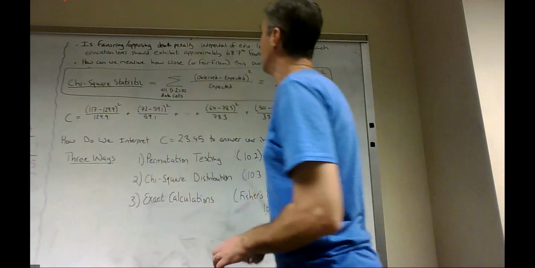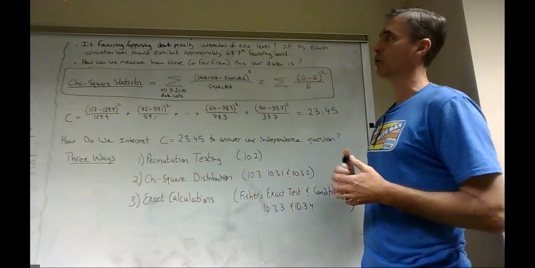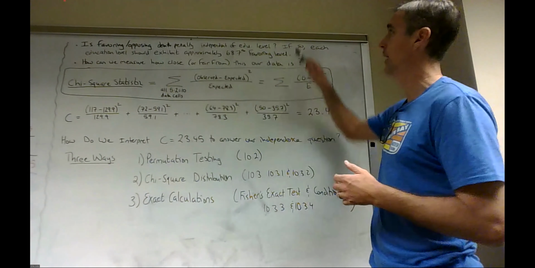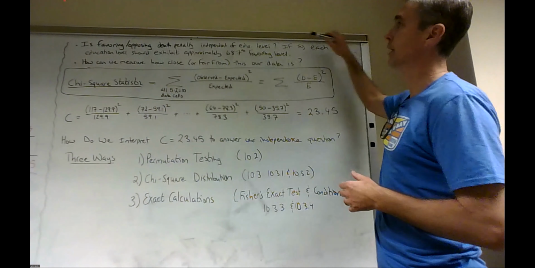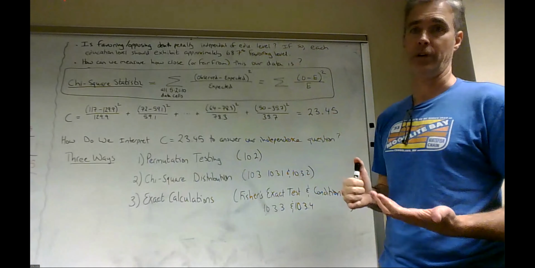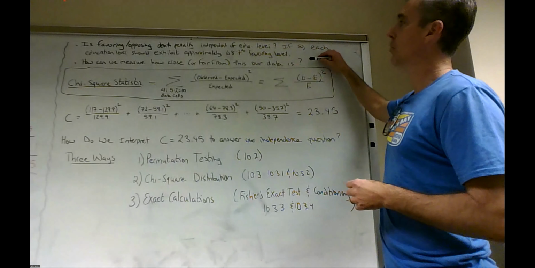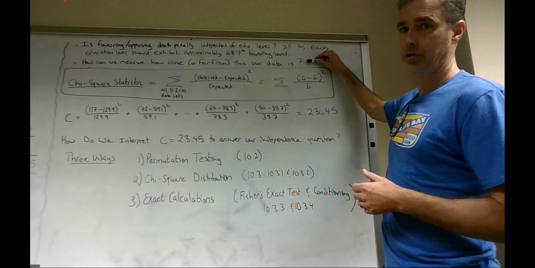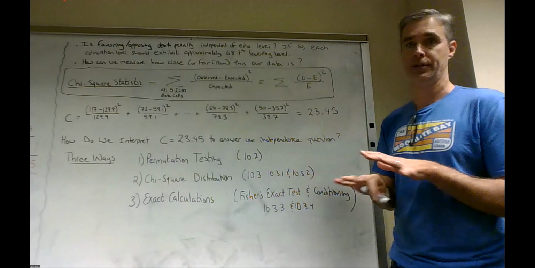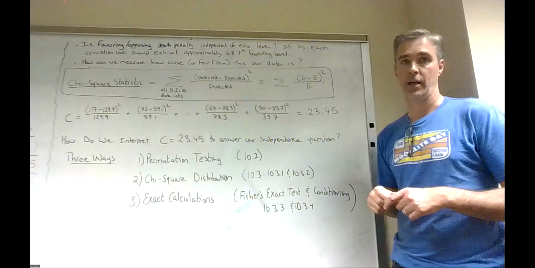So the question we're trying to answer is: is favoring or opposing the death penalty independent of one's education level, right? That's the question. If so, each education level should exhibit approximately 68.7% favoring. And the question we want to ask is, how can we measure how close to or how far from this ideal, this independence assumption, our data is? And that's where the chi-square statistic is going to come in.